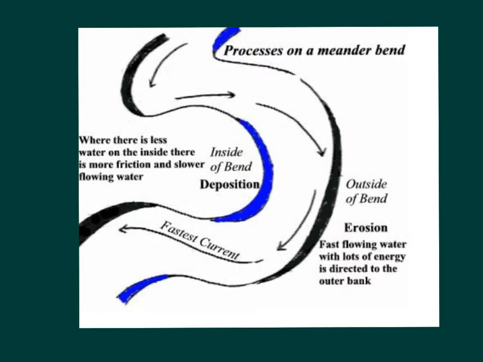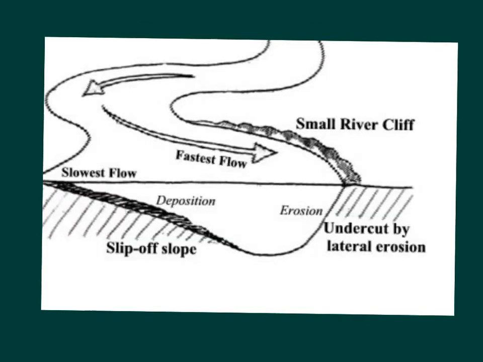The meander neck, which we'll look at in a moment, is getting narrower. This eventually will cut off. The next slide will show you what this looks like on a side profile. This might help to explain it a little bit better.